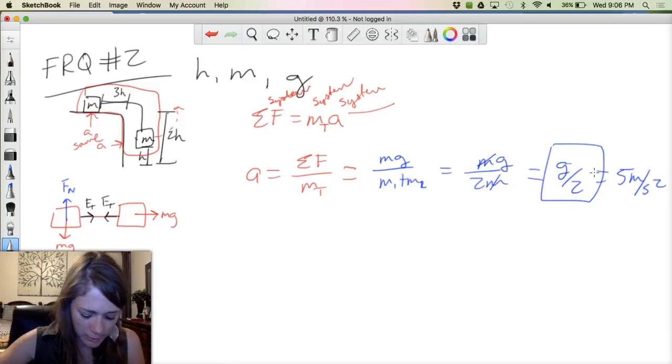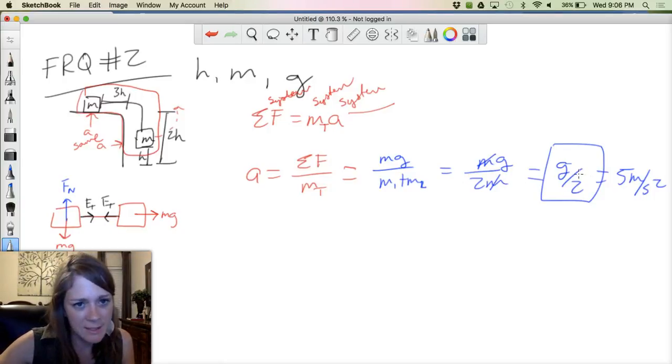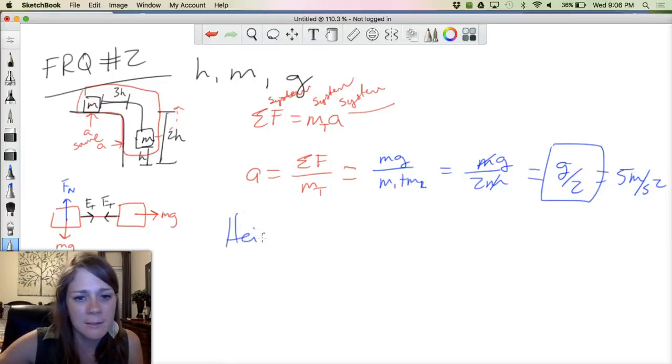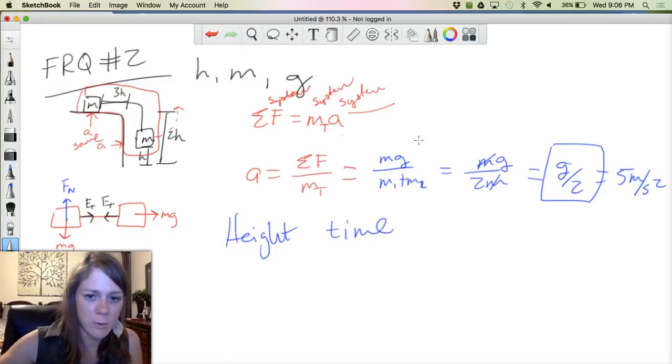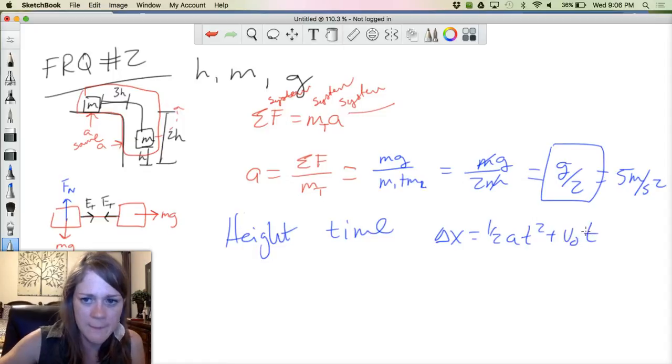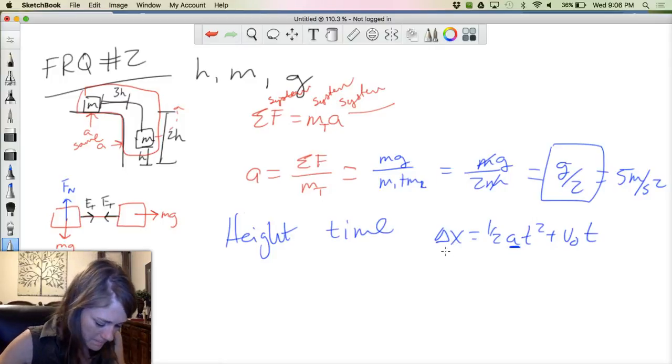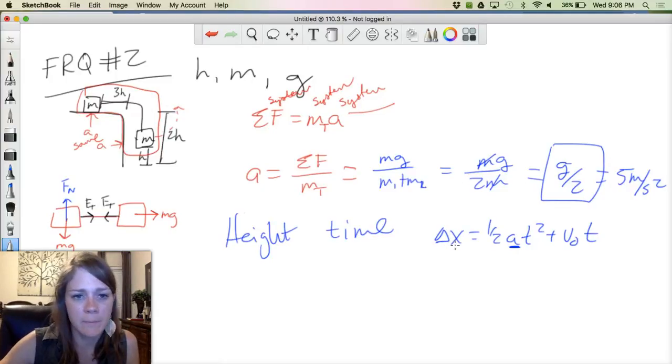It says block B strikes the floor. It does not bounce. Determine the time at which block B strikes the floor. This is going back to kinematics. If I know height, I know time. And we use the equation delta x equals 1/2 at squared plus v naught t. Because this object is accelerating, I want to know the height. I want to find the time, but I'm going to use the height to figure that out.